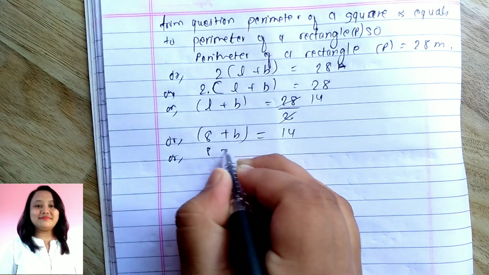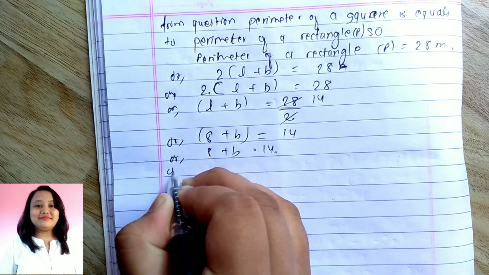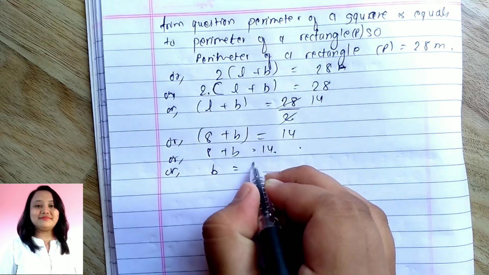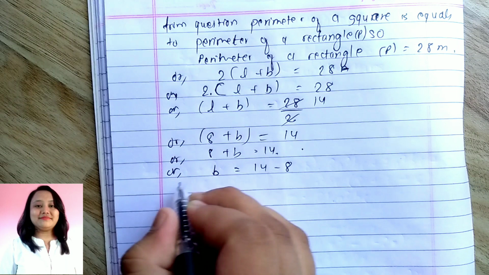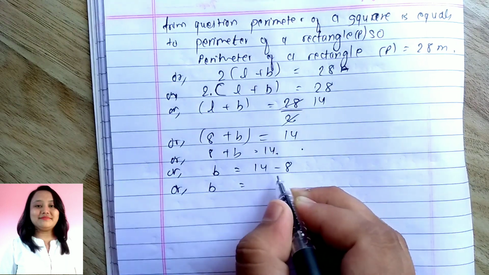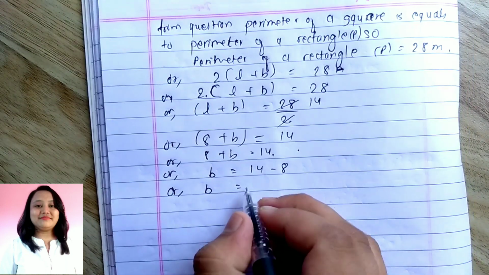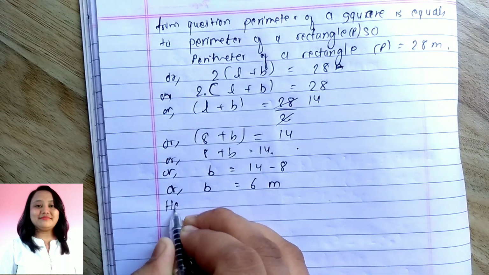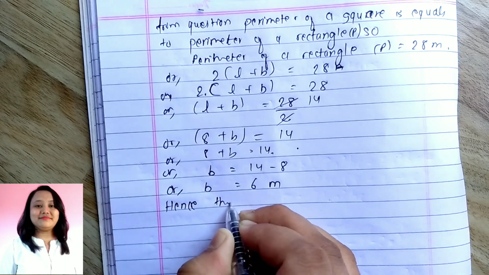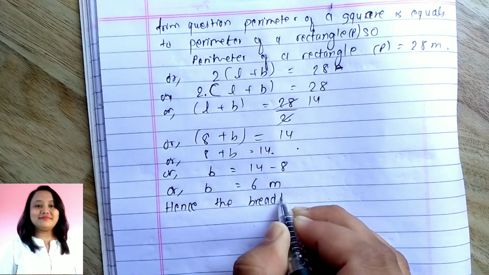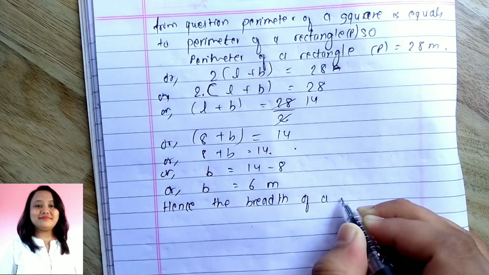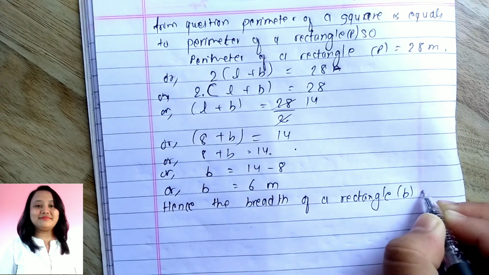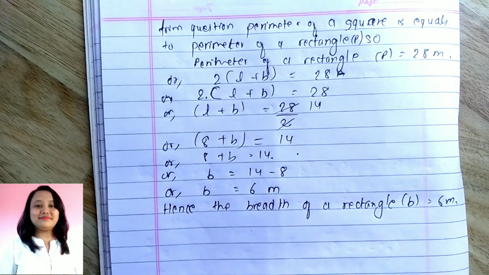Now 8 plus B equals 14. B is on the same side, and when it goes to the other side, it becomes minus. So B equals 14 minus 8, which equals 6. Yes, 6 meter. Hence the breadth of the rectangle, B equals 6 meter. This is the final answer.